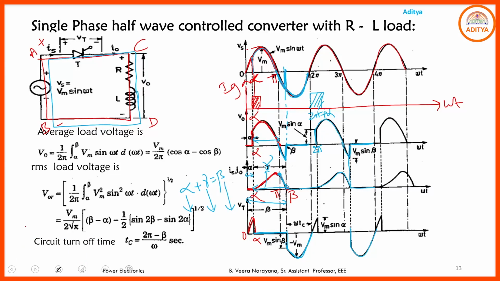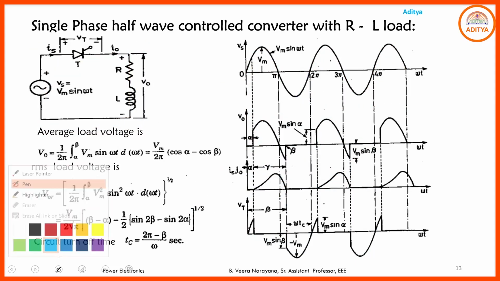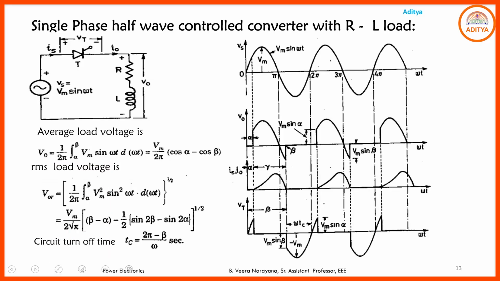And coming to the output voltage expression, in the output voltage waveform, for completion of one full cycle we are getting a single pulse, hence we will write V0 equals 1 by 2 pi integral, limits are alpha to beta, of the output voltage.